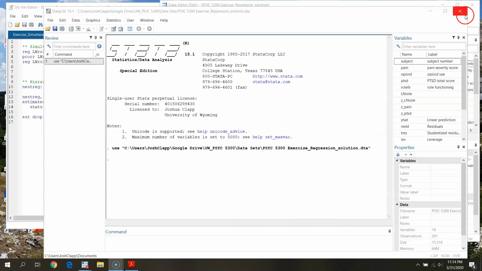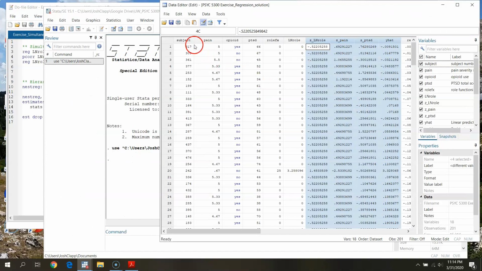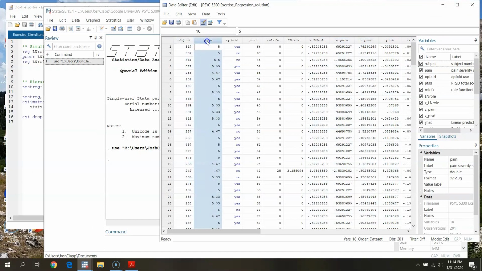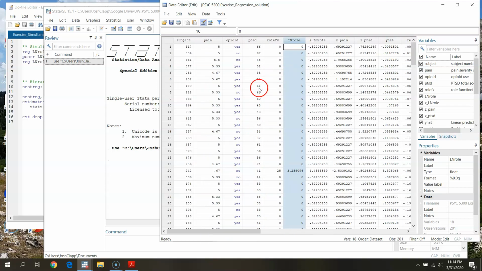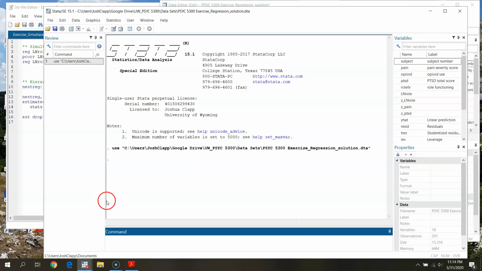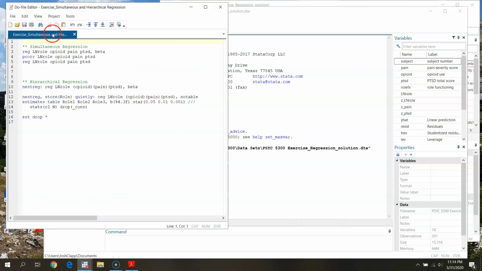Okay, so I've got Windows set up, and so we have our participant numbers, pain, opiate use, PTSD, and then here is our natural log of our role functioning. Everything else is variables that we went through and used for screening, so we won't worry about that here. We've already screened and determined that these data are at least reasonable to go through and take a look at in a regression model.